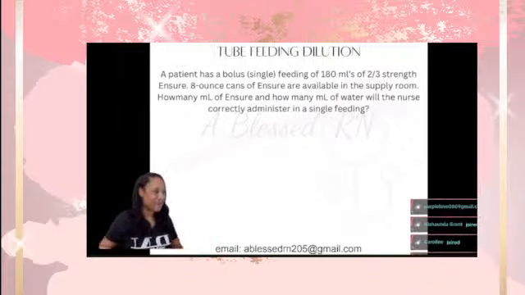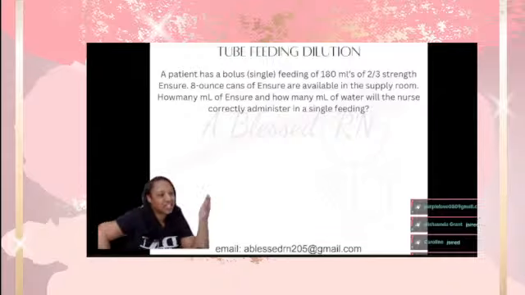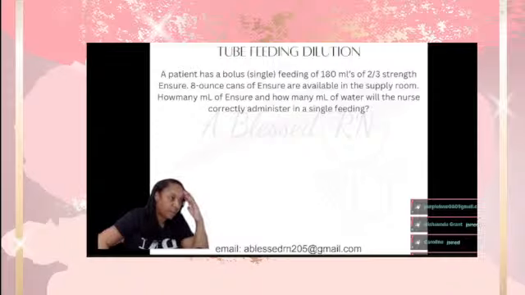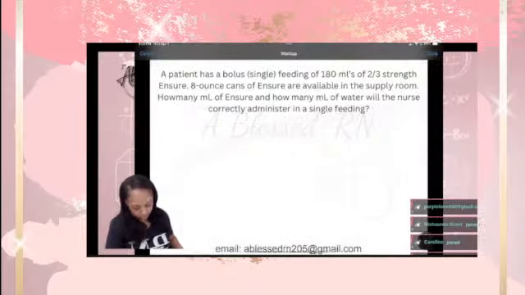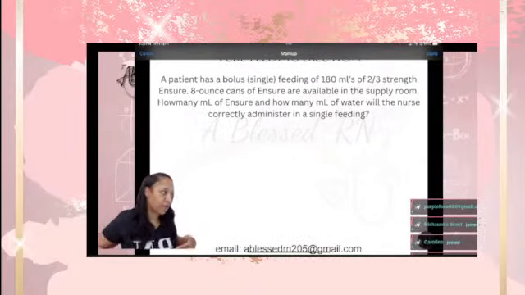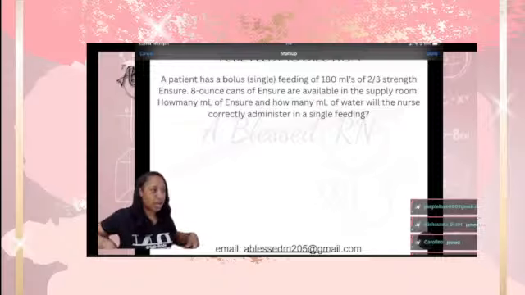All right, so tube feeding dilution. A patient has a bolus single feeding of 100 milliliters of 2/3 strength Ensure. 8-ounce cans of Ensure are available in the supply room. How many milliliters of Ensure and how many milliliters of water will the nurse correctly administer in a single feeding? All right, so these can be a little bit tricky too, but let's look at it and figure out what it's telling us and what it's asking us. So we need to find out how many milliliters of Ensure and how many milliliters of water.